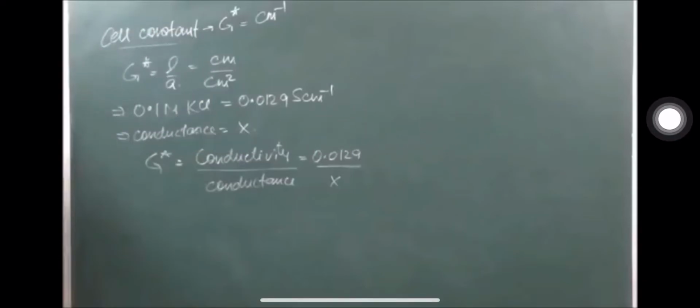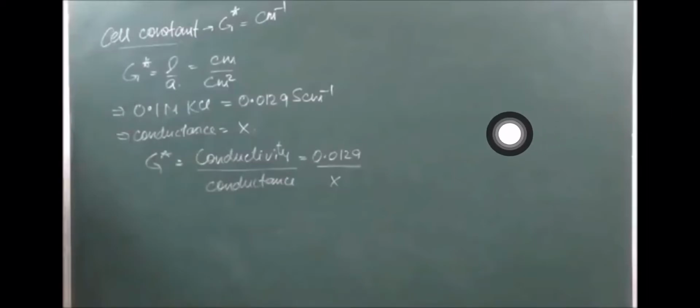Going towards its formula, G star is equal to length upon area. When we are setting up any conductor, we need to see what the length of it and the area of it are. If the length and area are known, we can calculate the cell constant, and every setup has its own cell constant, depending upon the electrolyte that we are using. So if we know L and A, we can calculate the cell constant, that is G star.